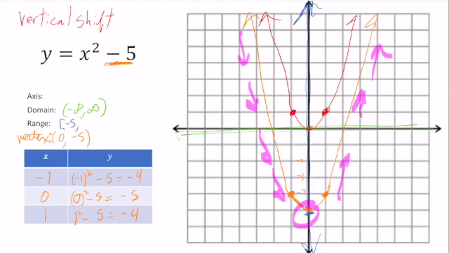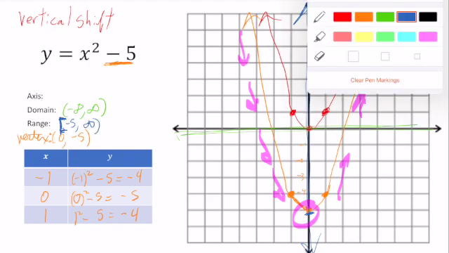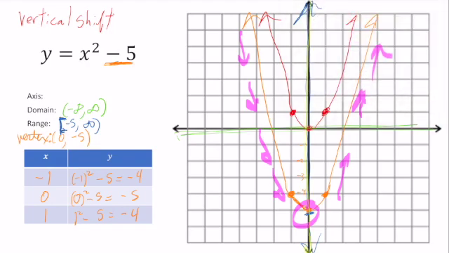Remember to use a square bracket because negative 5 is included. And my axis of symmetry is right here, right? My axis of symmetry is where x equals negative 5. Let me write that so you can see that a little better. Sorry, gang. X equals negative 5. That's better.